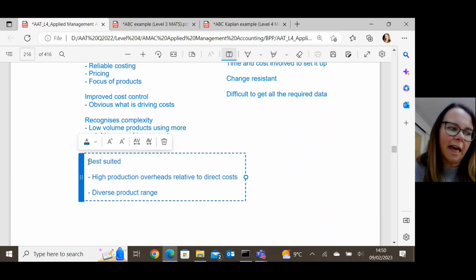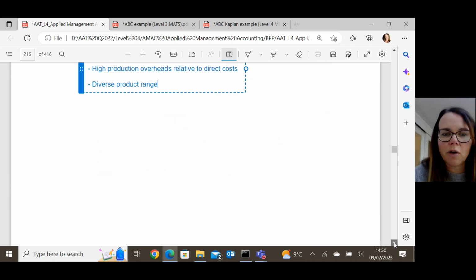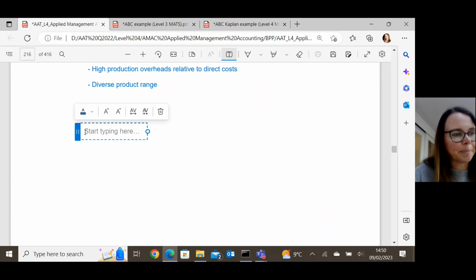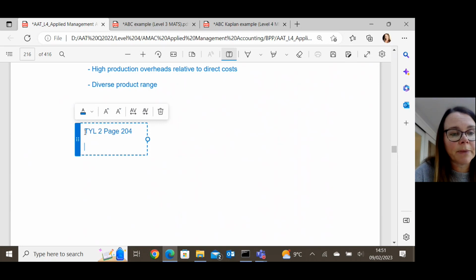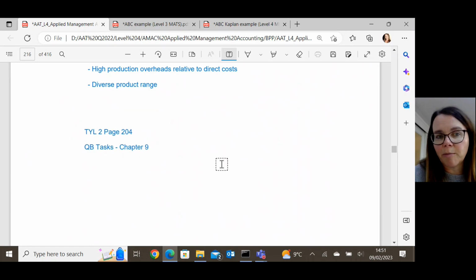Right, so quite a lot covered there. I hope that's given you a much better understanding of activity-based costing. What you need to do, please, just to finish off for this chapter, is have a look at Test Your Learning number 2, which you will find on page 204. Obviously the explain ones we've talked about in quite a lot of detail in this video, but please feel free to review their answers as well. And then, of course, have a look at the question bank tasks for chapter 9 on activity-based costing to give yourself some more practice.